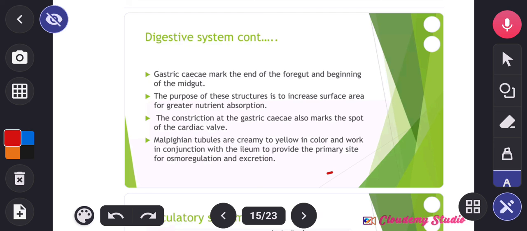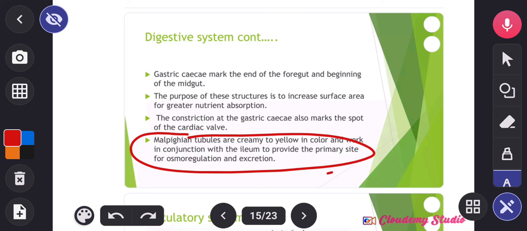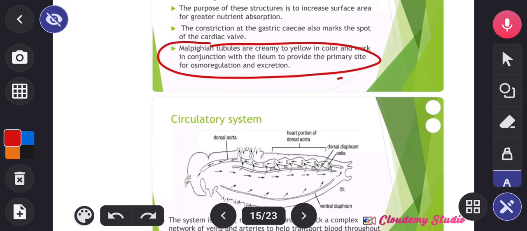And they have a malpighian tubule, which is basically for what? For osmoregulation and excretion. If you kill a cockroach, you will see a yellow structure coming out of it like this. That is their malpighian tubule, creamy to yellow in color, and it works in conjunction with the ileum to provide a primary site for osmoregulation and excretion.